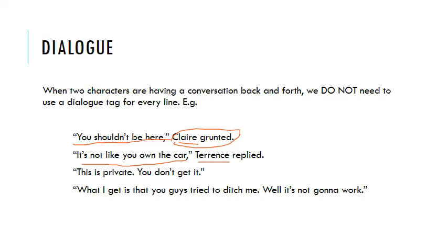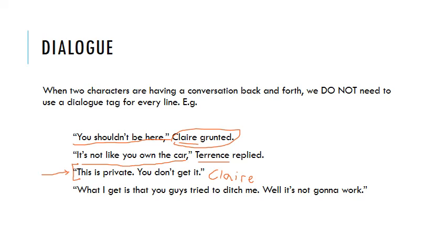Now, after this, there's a new indentation and there's a new line. So someone else must be speaking. And if it's not Terence, who's the only other person here, it must be Claire. So in this case, we assume that this is Claire that's speaking, even though there's no dialogue tag. And this means that the reader is able to read the information much more clearly without having to constantly read he said, she said, he said, she said. Okay, that's not usually, when it comes to good writing, it's about efficiency.